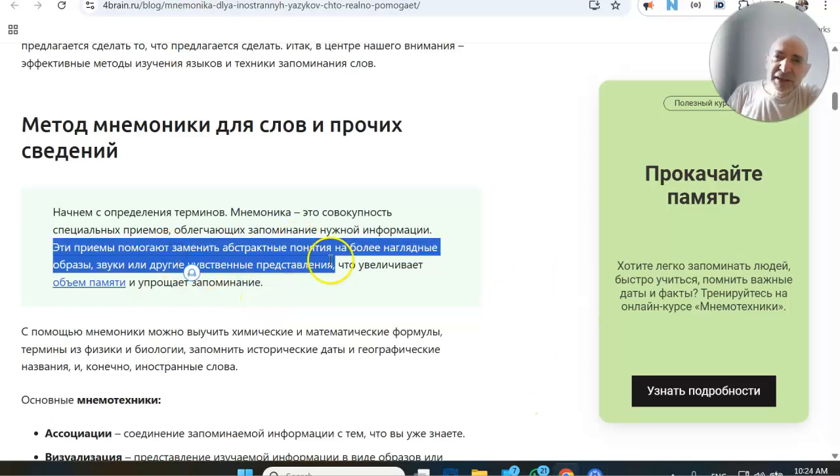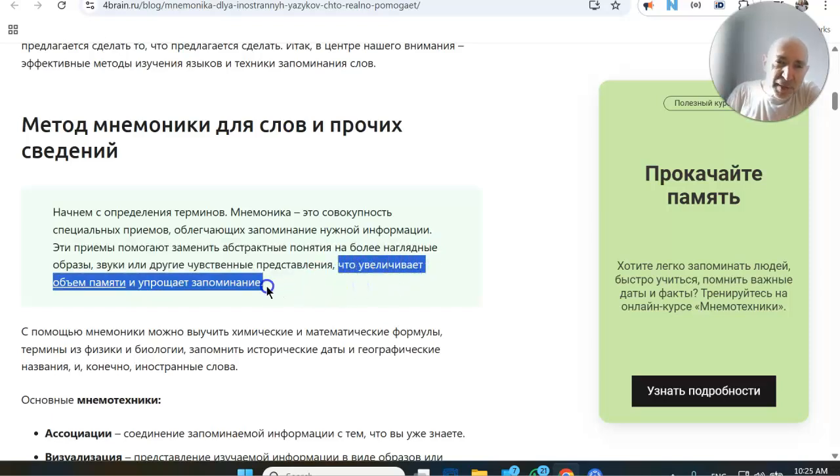Now, заменить на, that would be replace with, not replace for, because I think I made a mistake. I told you replace for, so that's replace something with something. So na here acts as with. Sorry, that was my mistake. So those methods help replace abstract concepts with more tangible images, sounds, and other sensorial concepts or sensorial images.